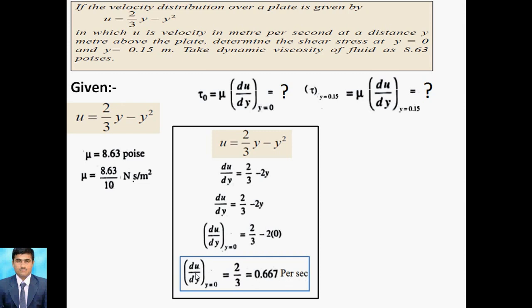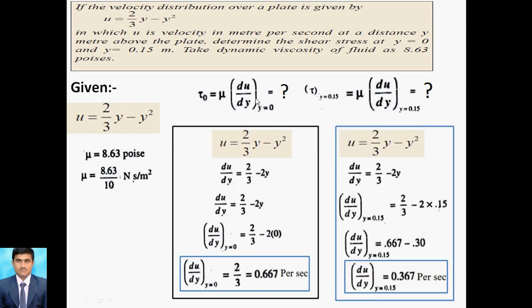Why is it per second? Because du means velocity, meter per second, and dy is meter. So meter gets cancelled and only per second remains. So always remember that the velocity gradient unit is per second. So this is regarding du/dy at y = 0.